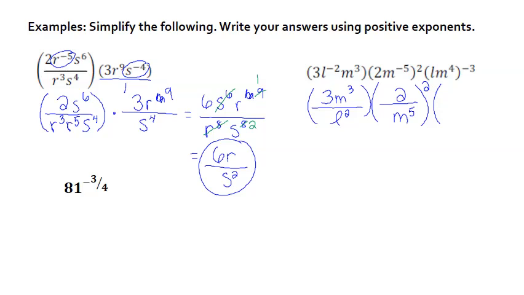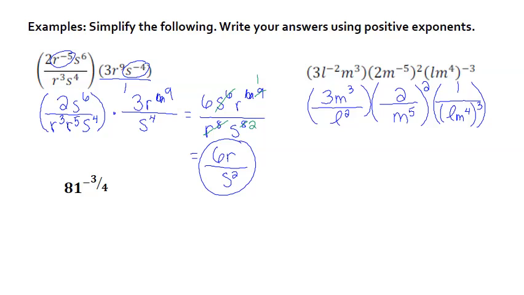Over here, however, we have a negative 3 exponent on the whole thing, which tells me I want to flip the whole thing upside down. So I'm going to have a 1 in the top, and I'm going to raise l m to the 4th all to the positive 3rd power in my denominator. So now I'm going to go through and simplify anything that I can.